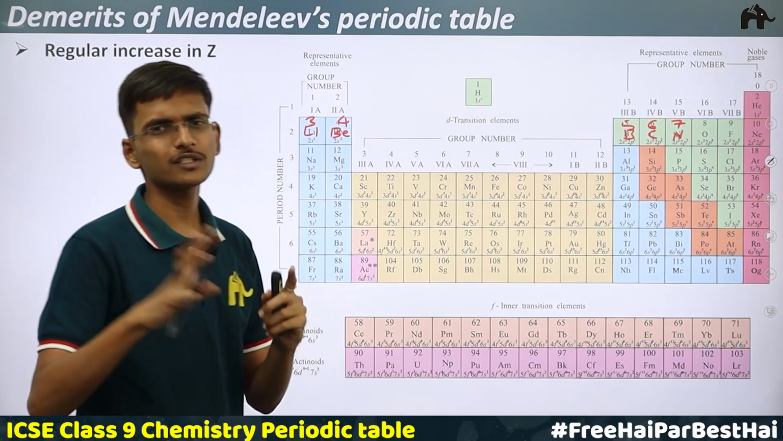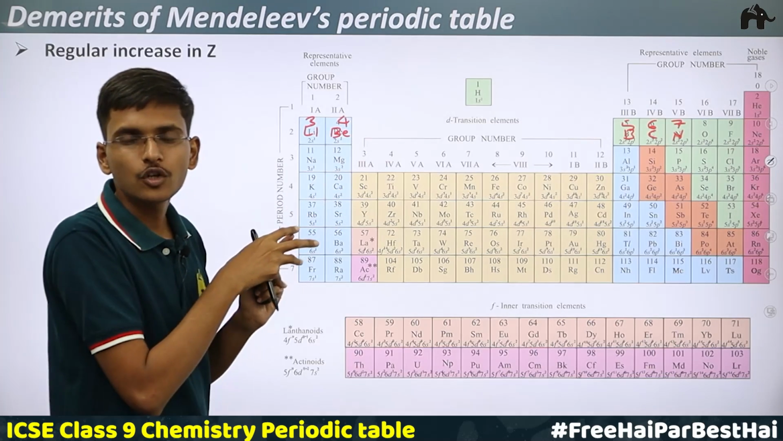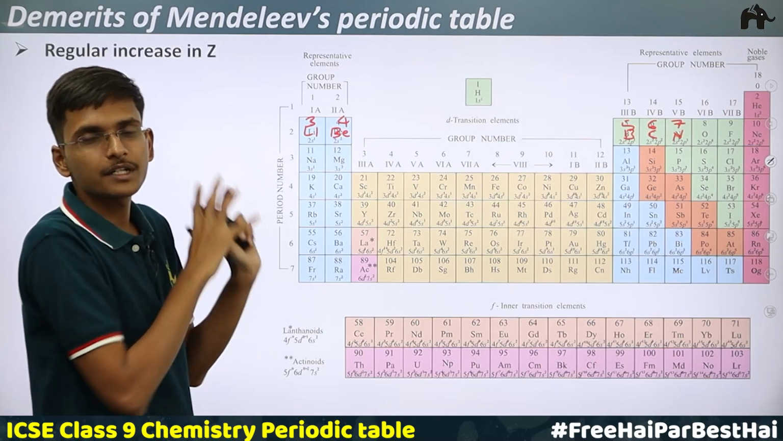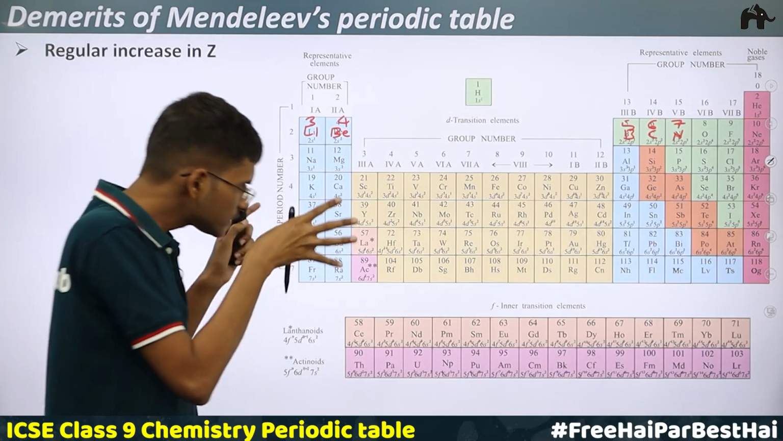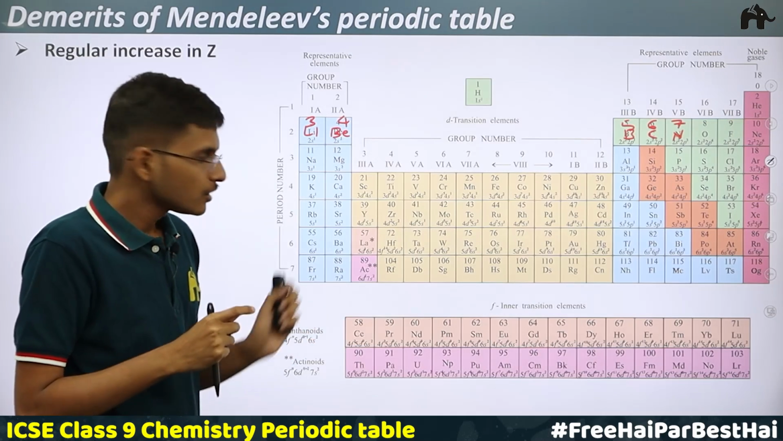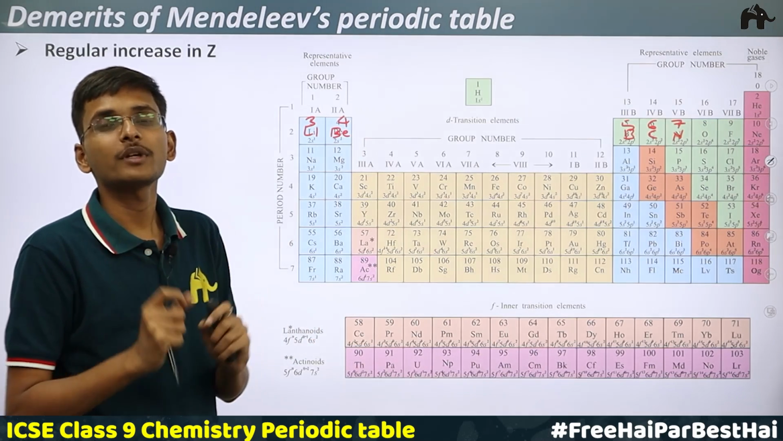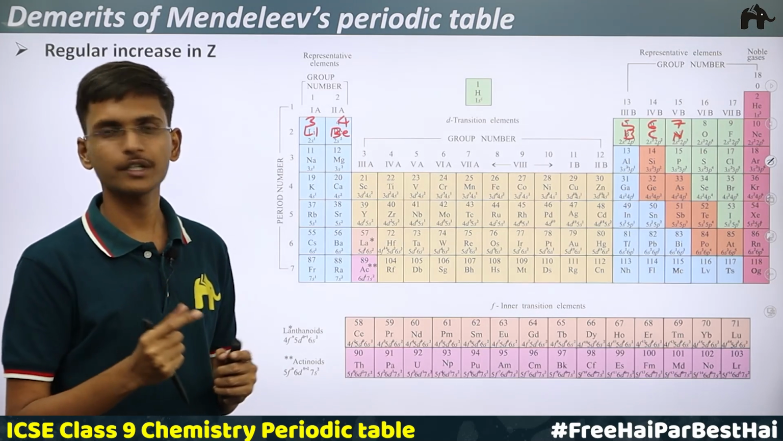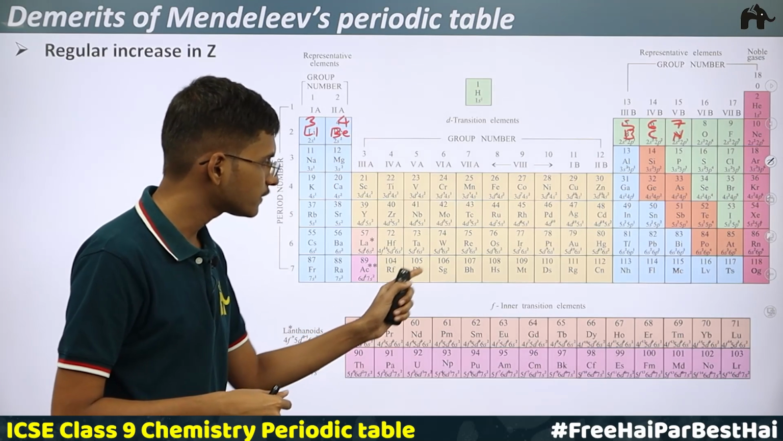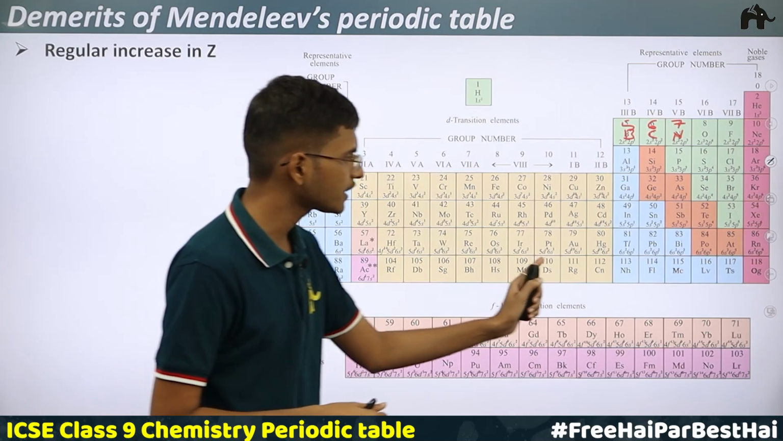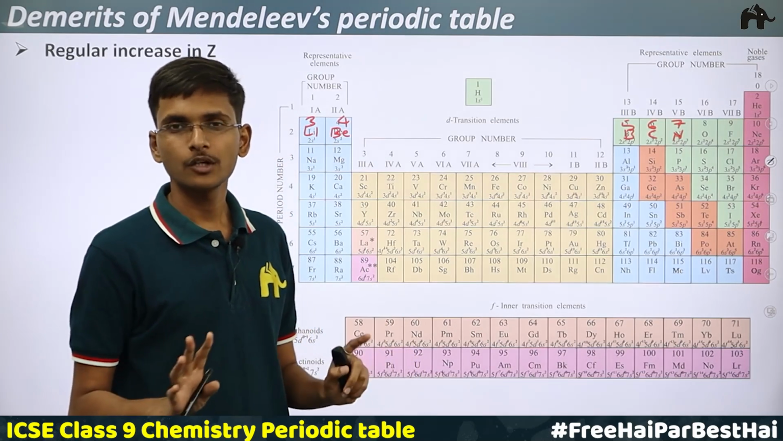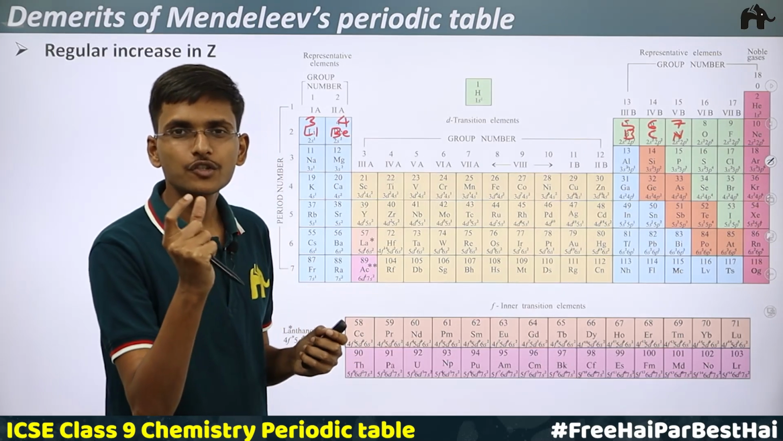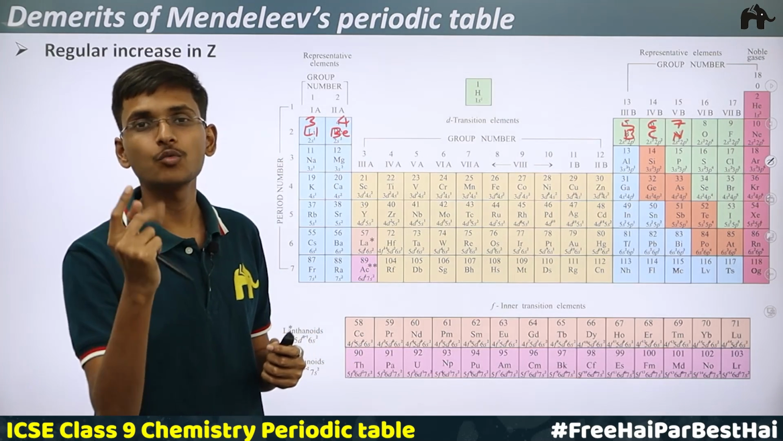Now you would say, sir, these are lighter elements. What about the heavier elements in which the demerit of Mendeleev's periodic table was there? If you see the heavier elements also, you would definitely find that the atomic numbers are increasing in a very regular manner, with a difference of only one atomic number unit, like here 104, 105, 106, 107, 108, 109, 110. So very regular. You would not find even a single instance where the atomic number difference is more than 1.